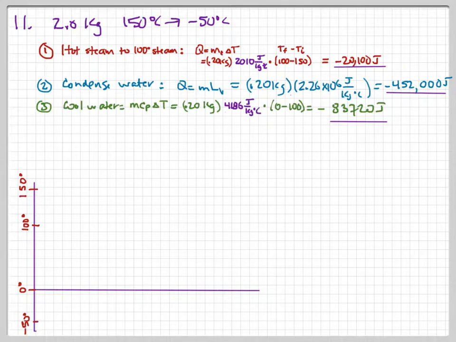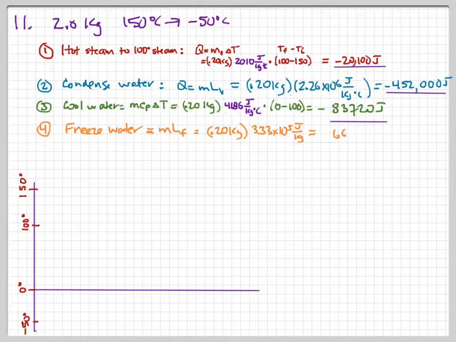Now we have liquid water at 0 degrees Celsius. We want to change it into ice. So that's going to be the latent heat of fusion. So the mass, 0.2 kilograms, times the latent heat of fusion for ice, which we can look up in our book, 3.33 times 10 to the 5th joules per kilogram, for a total of 66,600 joules. That's going to be negative.